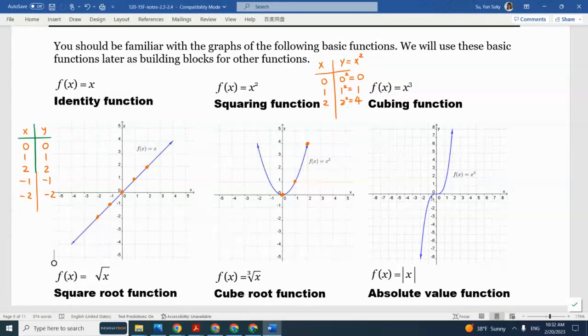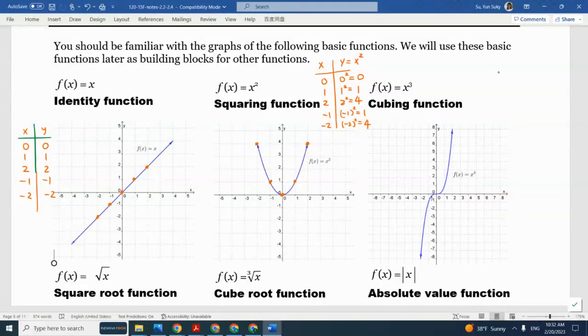How about on the negative side? What's -1 squared? 1. -2 squared? 4. Yes, that's why it's a U shape. Okay, like give me a hug, right? Okay, that is x squared.